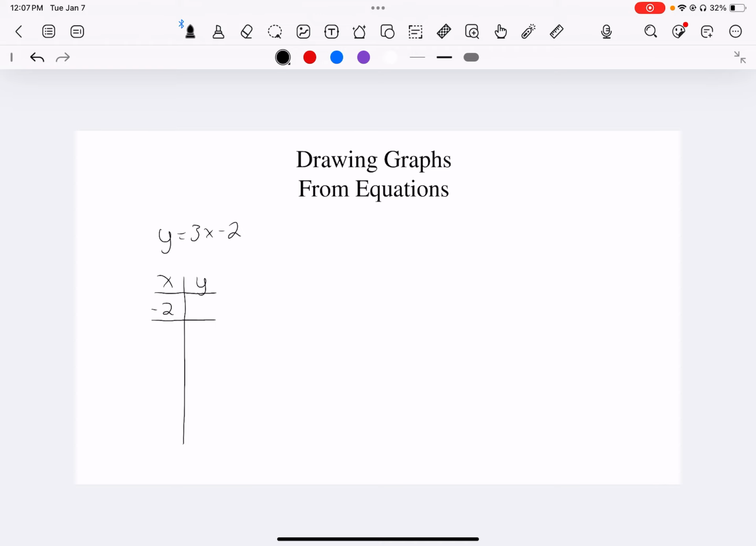So when x is -2, that means we would have y equals 3 times -2 minus 2. So when x is -2, y is -8. Include 0 as well, so when x is 0, y is -2. And include some positive numbers like 2, which would give us y equals 3 times 2 minus 2, which would give us 4. You want to include more numbers, as many as you can fit on the graph, to get the best picture for your graph.